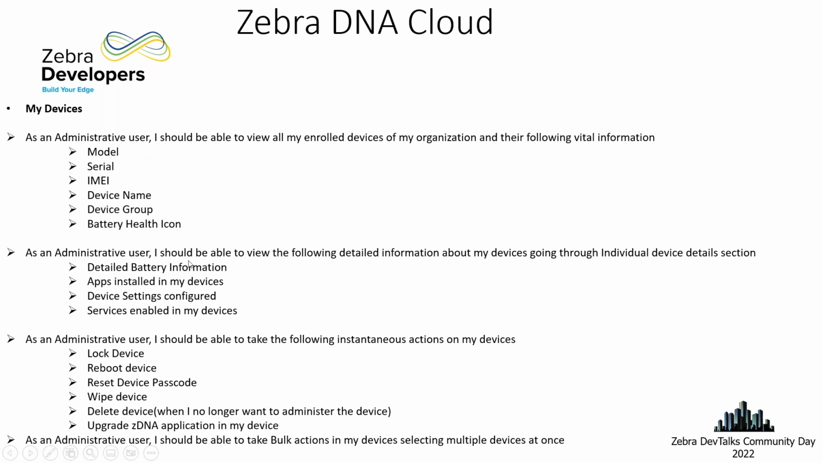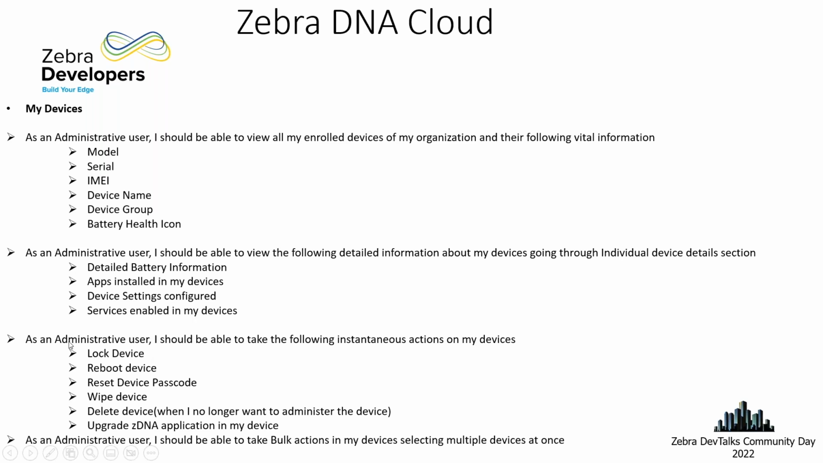And then selecting an individual device, I should have detailed information of that individual device as well. Something like detailed battery information, like battery manufacturing date and other things. Then what apps are installed in my particular device. Then what device settings or configuration are configured in my device, and what services are enabled.